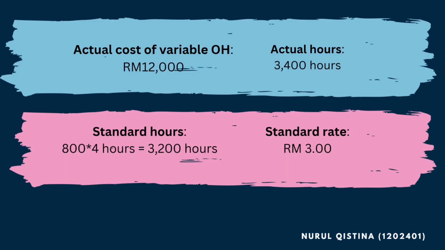For questions E and F, we need to calculate the overhead expenditure variance and overhead efficiency variance. To determine these two variable overhead variances, the standard variable overhead rate per hour and the actual variable overhead rate per hour must be determined. According to the information in the question, the actual labor hours used are 3,400. Meanwhile, the standard labor hours are 3,200 hours. The standard or budgeted variable overhead rate is 3 ringgit per direct labor hour, and the actual cost of variable overhead is also given in the question, a total of 12,000 ringgit.